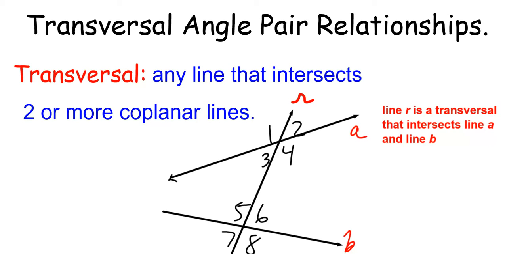Okay, transversal angle pair relationships. A transversal is any line that intersects two or more coplanar lines. So if I say these lines A, B, and R are all on the same plane, then line R is the transversal because it intersects line A and line B.